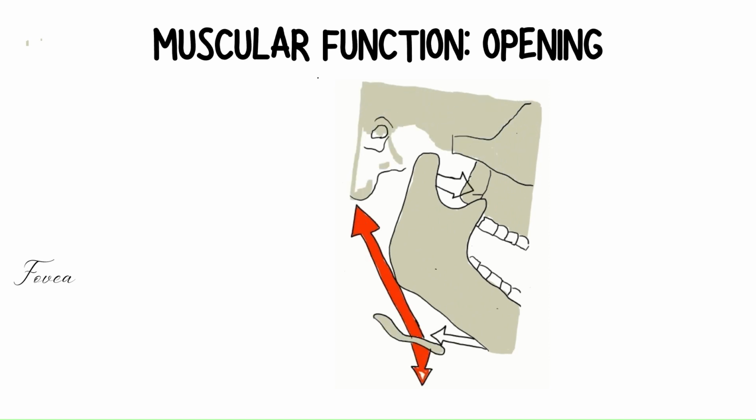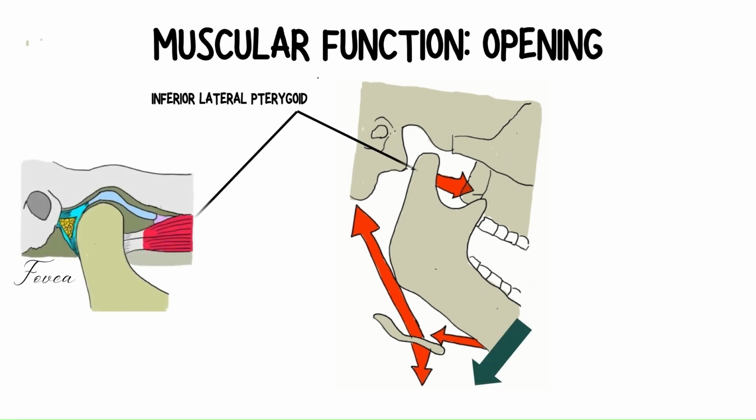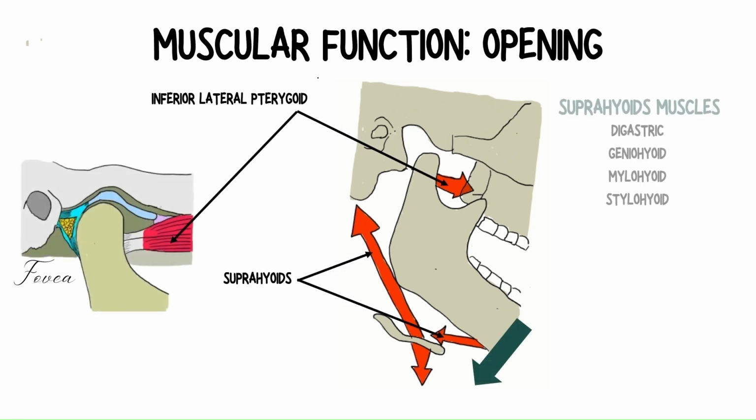Opening is accomplished through contraction of the inferior head of the lateral pterygoid and the suprahyoid muscle group. The inferior head of the lateral pterygoid is responsible for protrusion of the mandibular condyle. The disc is pulled anteriorly by the condyle in translation and by the activation of the inferior head of the lateral pterygoid. The bundle of the lateral pterygoid that attaches directly to the disc is relatively inactive during mouth opening and closing.